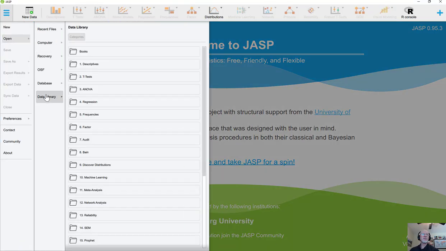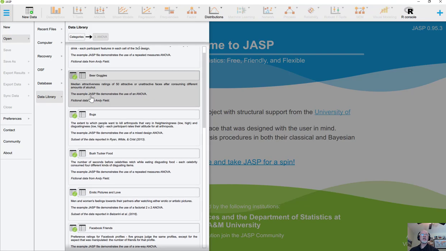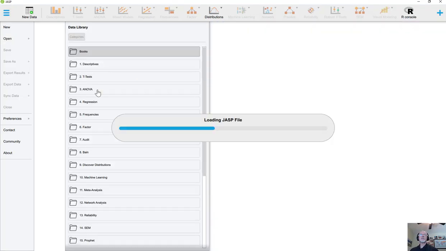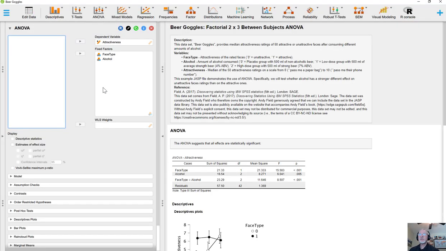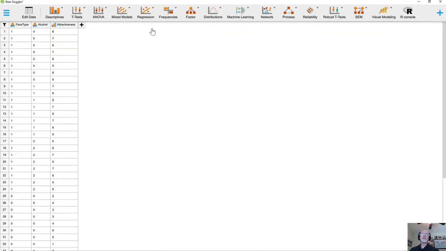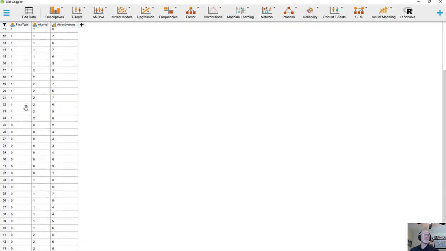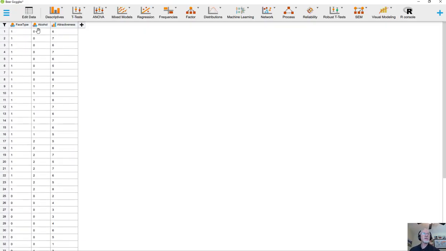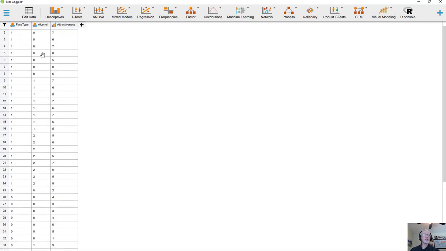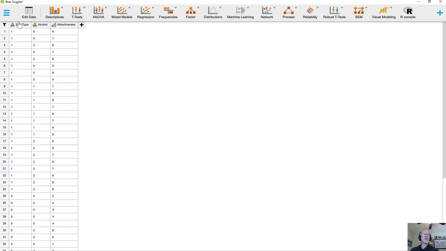Open it up from the data library. Go to ANOVA. Go down to beer goggles. Beer goggles is what it's called. Let's get rid of the instructions and just start with the data. I want to make clear what the labels are. Right here, he just enters in the numbers, and they're 1s and 0s. I would typically do 1s and 2s. For alcohol, I would typically do 1 and 2 and 3, but we have 0, 1, and 2.